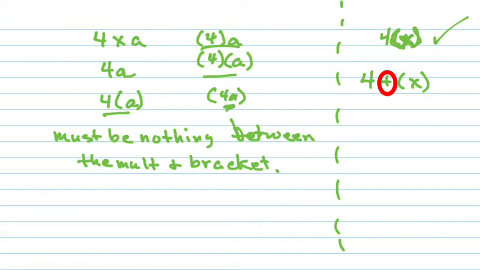How about this one? Does that mean multiply? No. Absolutely not, because there's something between the multiplier and the bracket. Pretty easy? Wait till you're trying to do it really fast and you get all confused. So make sure that it stays easy. The only time it means to multiply is if they're side by side, nothing between them.